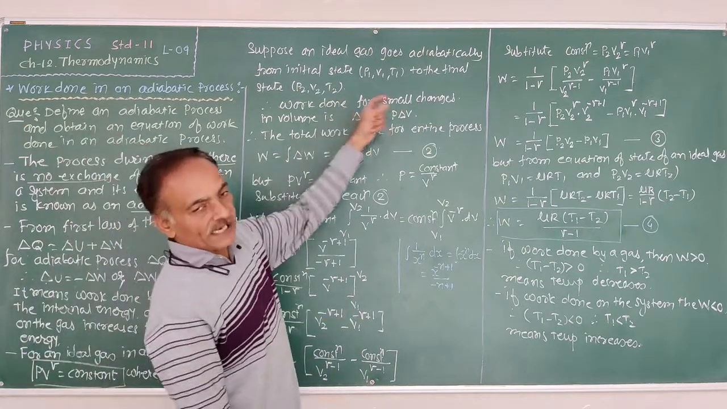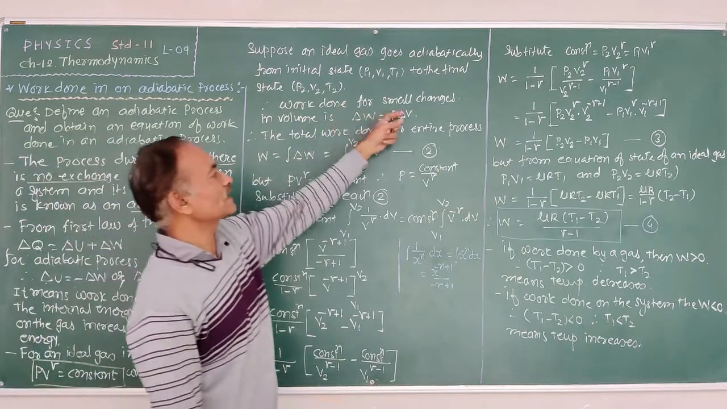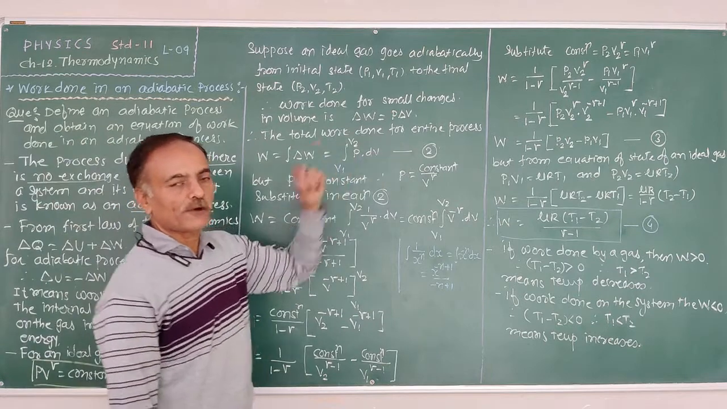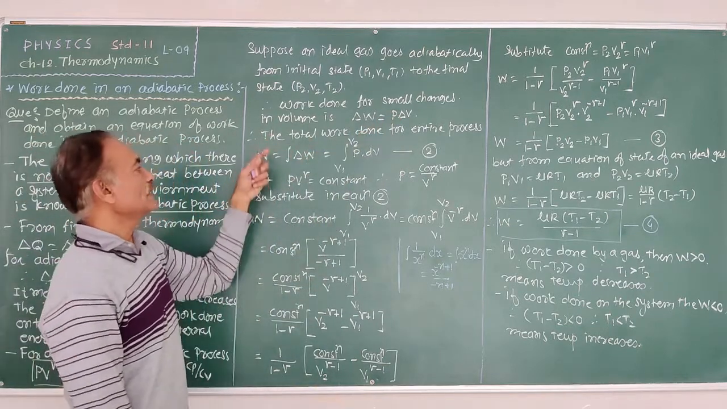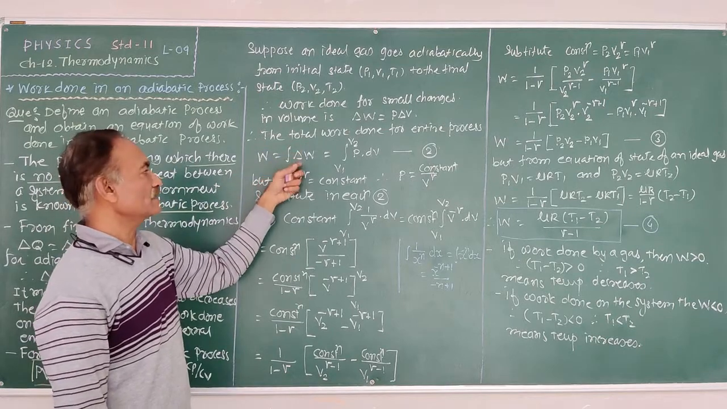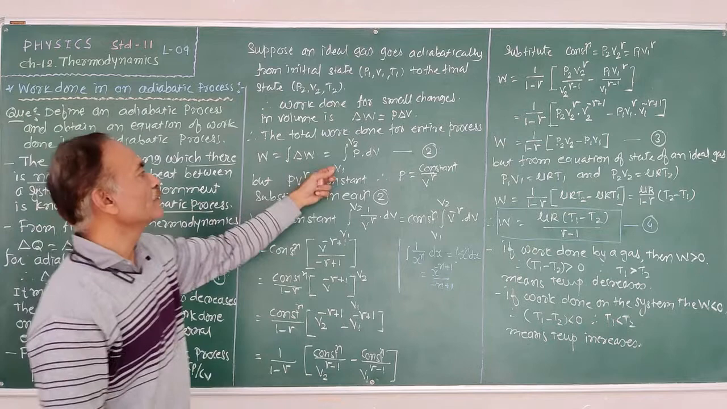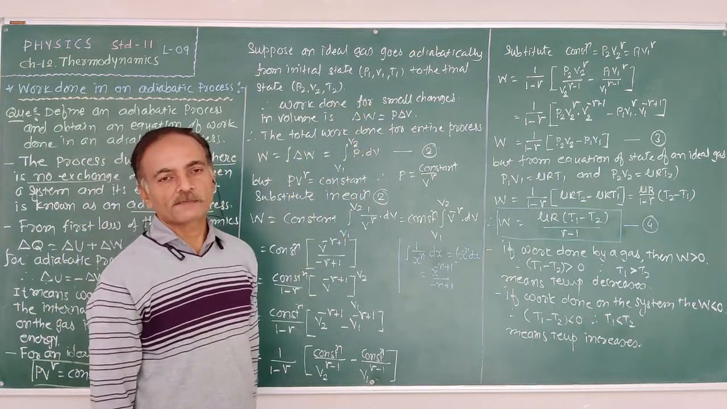Now, the work done for small changes in volume delta V is equal to P delta V. Therefore, the total work done for the entire process is obtained by taking the integration. Therefore, W is equal to integration of delta W, which is equal to integration from V1 to V2 of P dV.